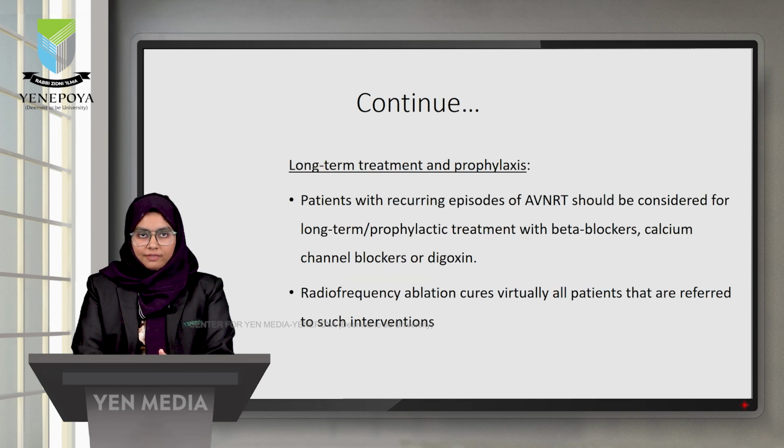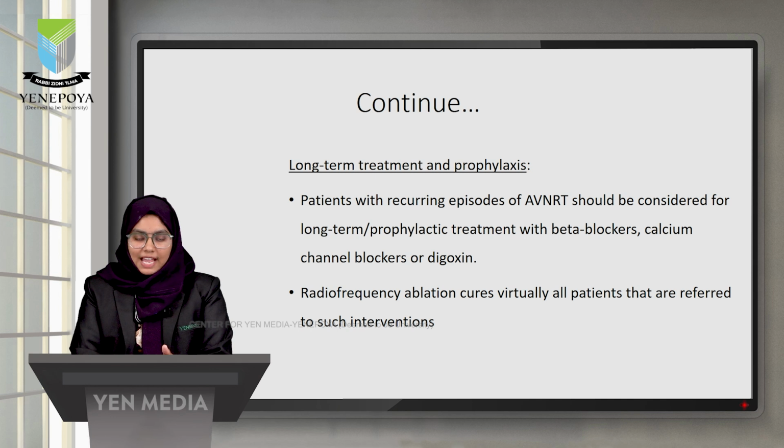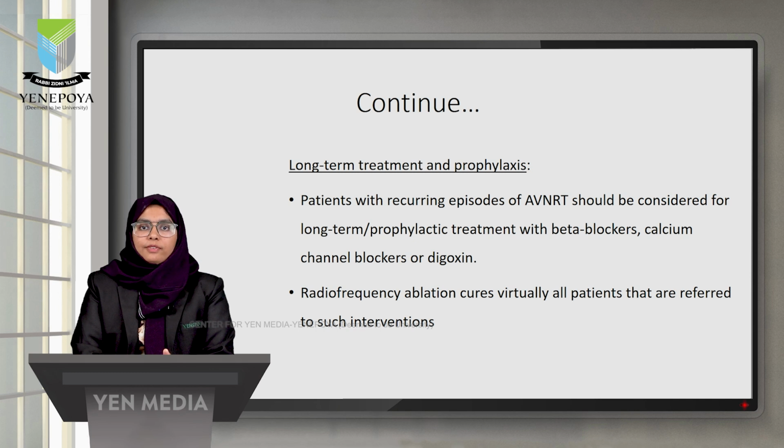Long-term treatment and prophylaxis. Patients with recurring episodes of AVNRT should be considered for long-term or prophylactic treatment with beta blocker, calcium channel blocker or digoxin. Or radiofrequency ablation, which virtually all patients prefer, can be offered.